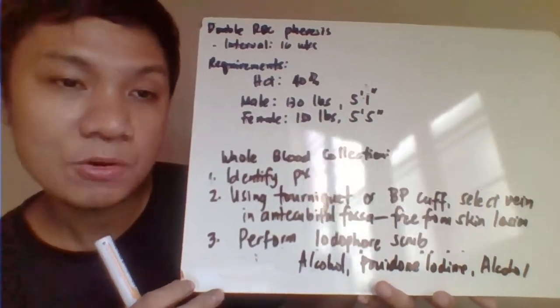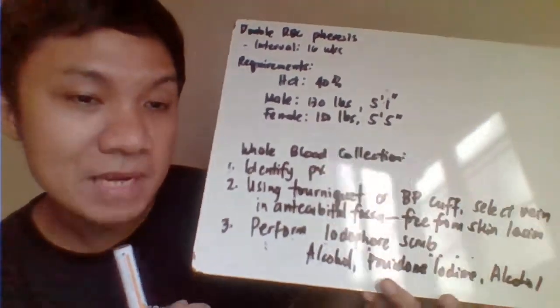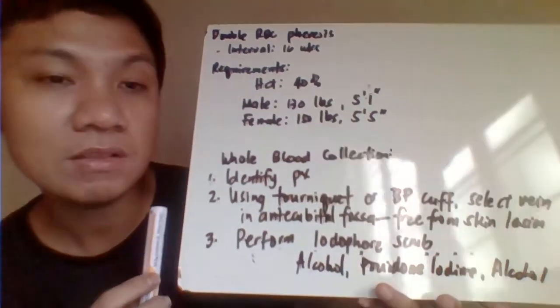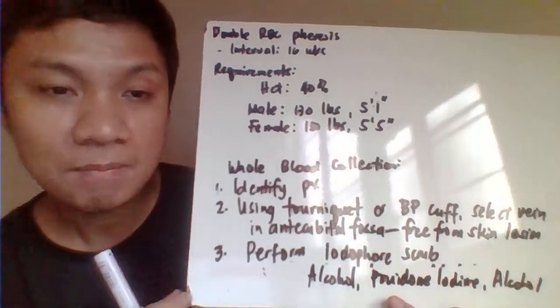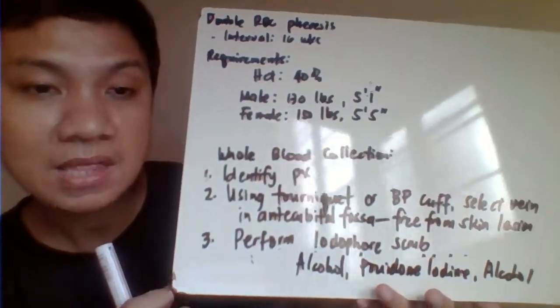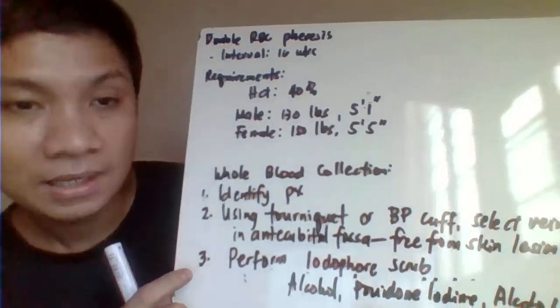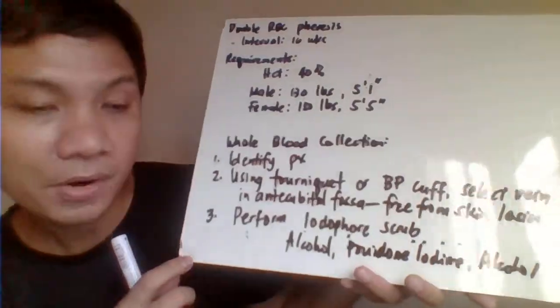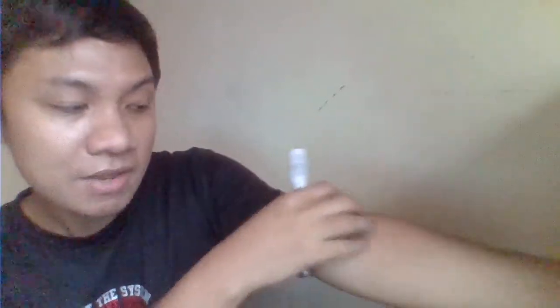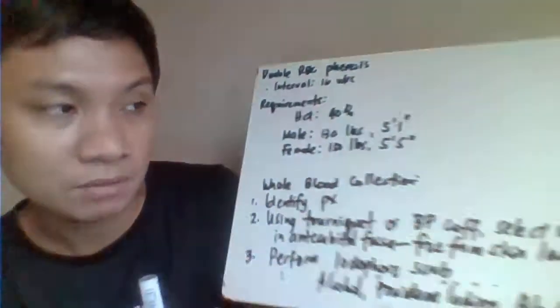Okay, then we have here the whole blood collection procedure. So, paano tayo mag-bleed ng donor natin? Number 1, you need to identify the patient. Second one, apply tourniquet in the forearm and try to select the appropriate na vein they're going to puncture. So, dapat mas pinaka-stable na vein natin dito because we'll be collecting too much blood, so dapat stable siya. And after that one, perform here your iodophore scrub. So, clean the site by alcohol, followed by your povidone iodine, followed by your alcohol in circular motion.